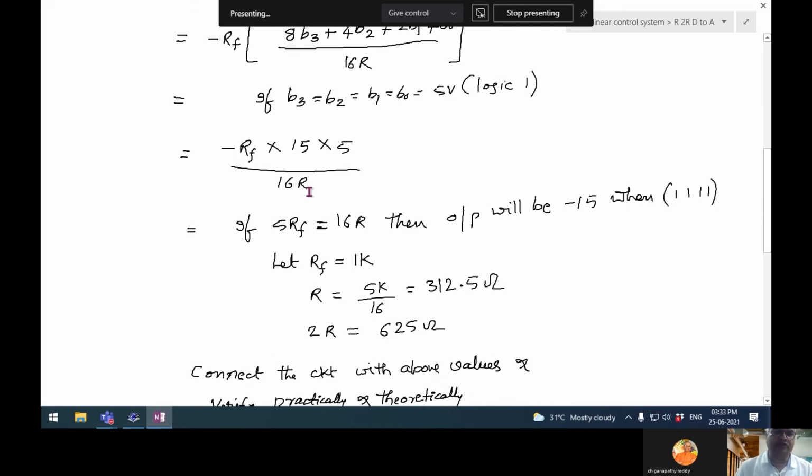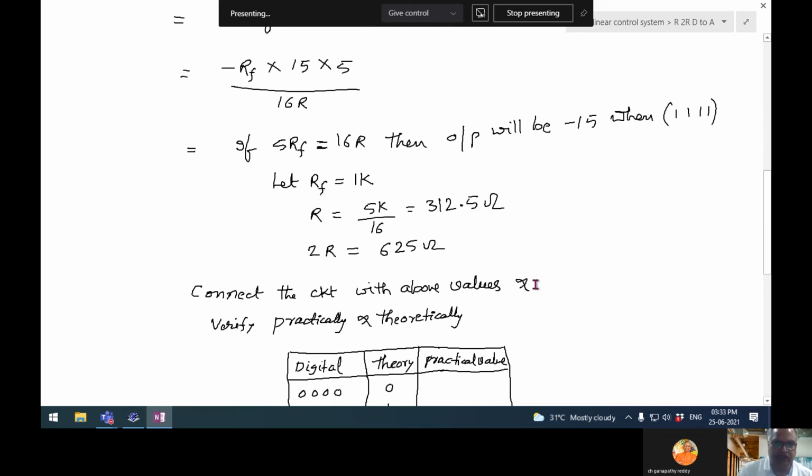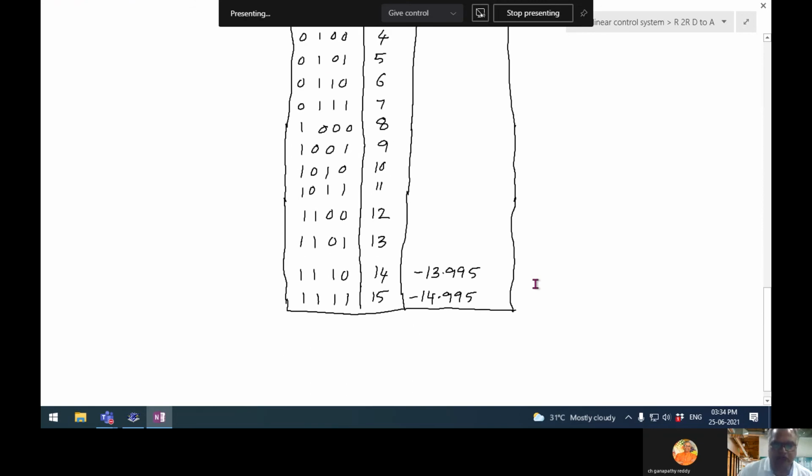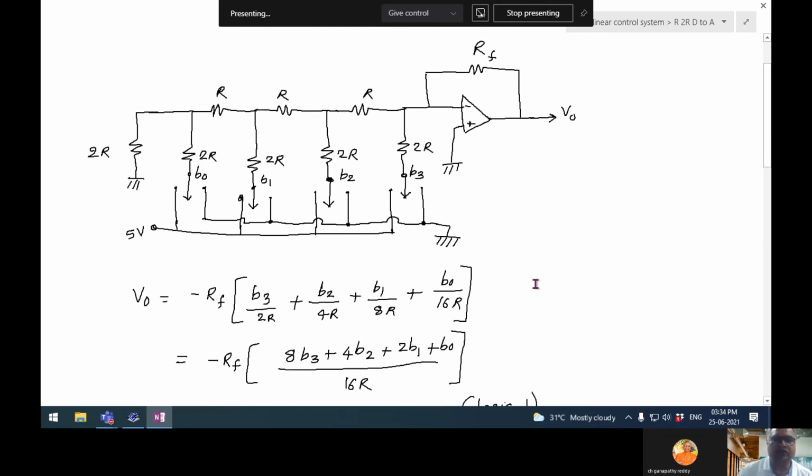RF into 5 is equal to 16R. This is the main key point. If this condition is satisfied, then perfect DTA is satisfied. Otherwise, some other value will come, and again we have to multiply with some factor to get the actual value. That looks inconvenient. This is the best way of doing it. Okay, so this experiment is over.